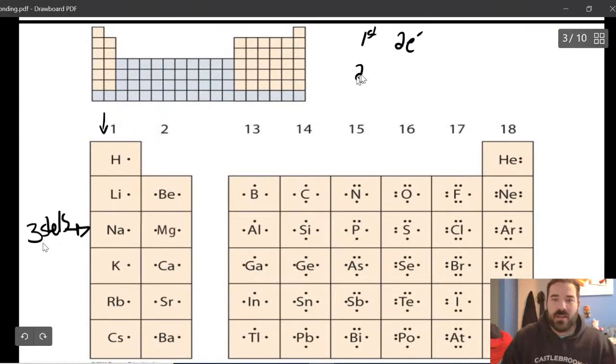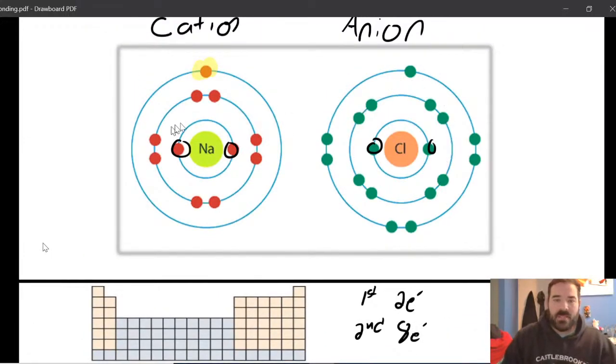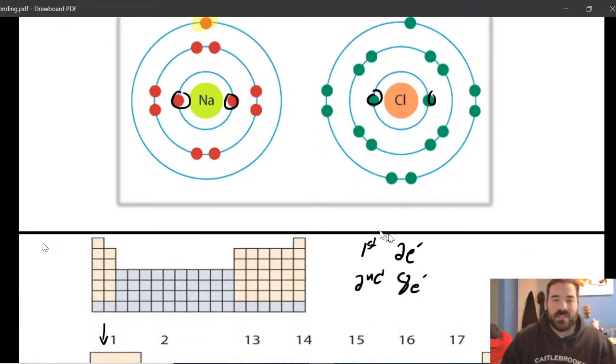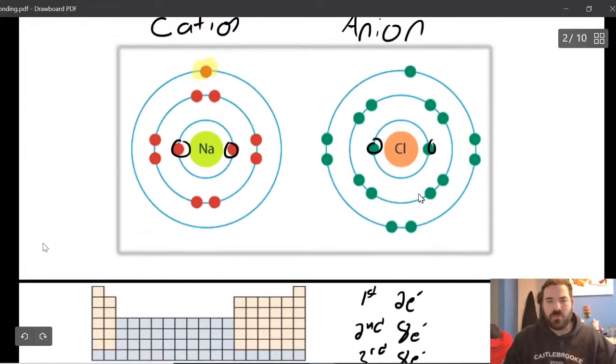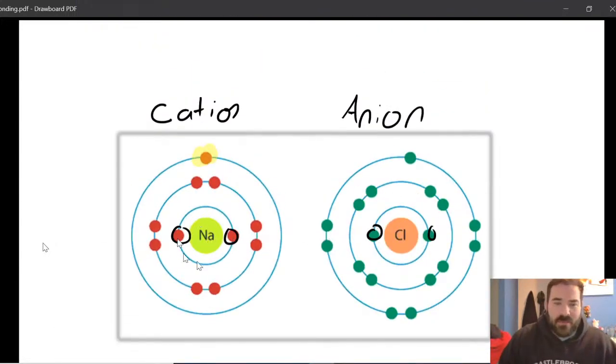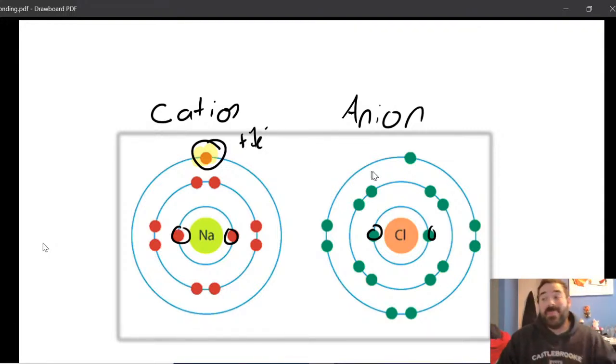And then the second shell can hold 8 electrons. And we see that up here, both atoms have 8 electrons in their second shell. And the third shell can also have 8 electrons. So both atoms have a full first shell, a full second shell, and then on their third shells, we could have a total of 8, but sodium only has 1. So it's 7 electrons away from having a full valence shell. That's a ways away. And that's a lot of work to gain 7 electrons.